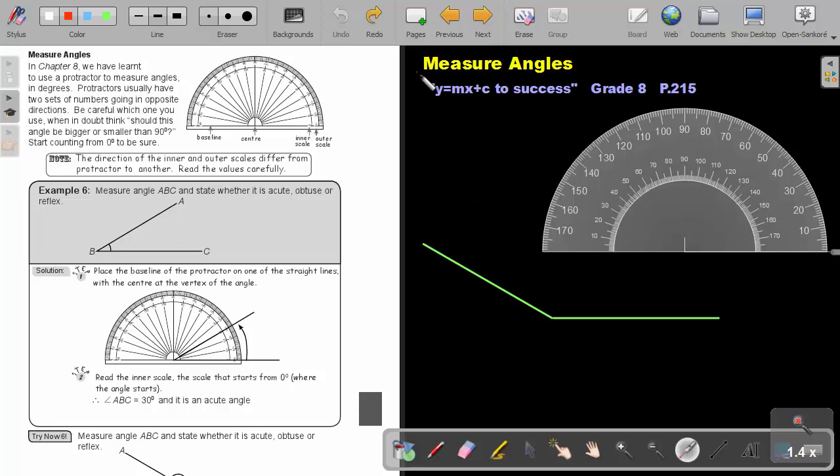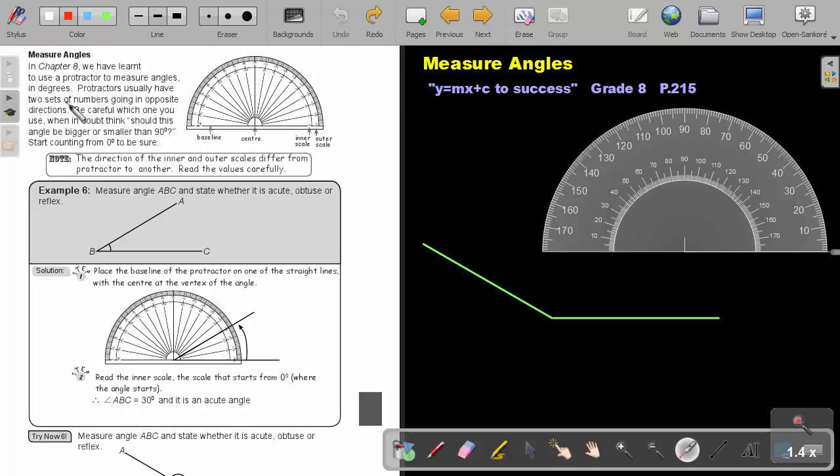Part 5, Measure Angles. You will find this on page 215 in the Namibian Mathematics Grade 8 textbook, y equals mx plus c to success. Measure angles. In chapter 8, we have learned how to use a protractor to measure angles in degrees.